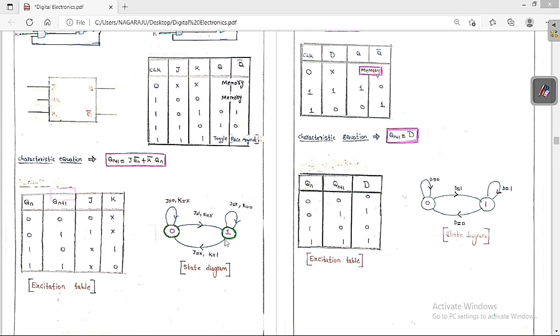So you can see, if I want to change the output from 1 to 0, I have to give J equal to X and K equal to 1. Similarly, if I want to change the output from 1 to 1, I have to give J equal to X and K equal to 0. So you can see clearly, whatever this table is, I have made it in terms of a pictorial graph. So this is called the state diagram and this is called the excitation table.